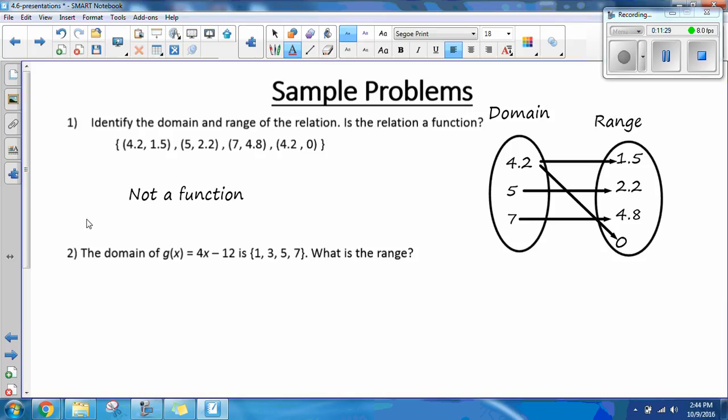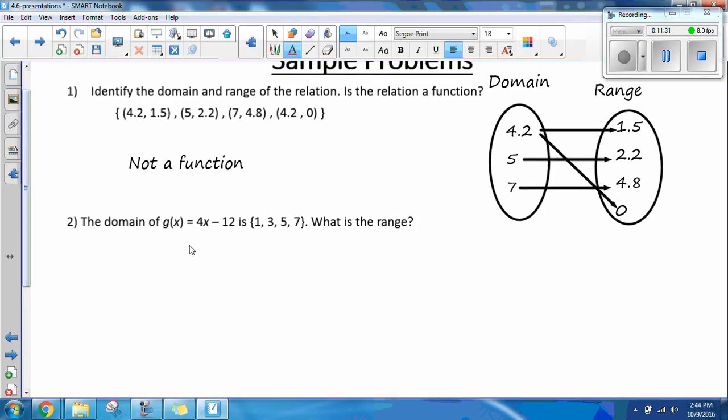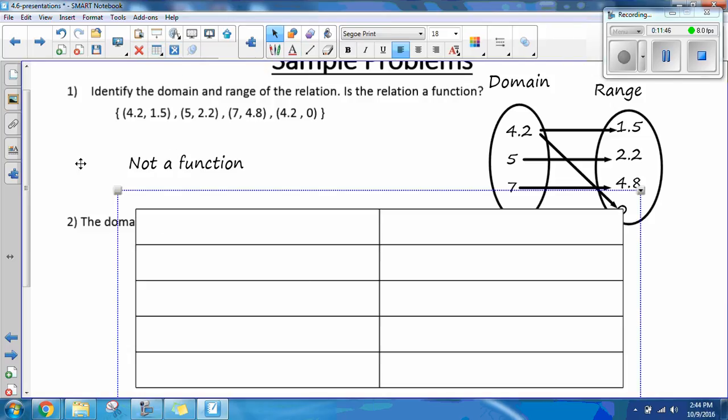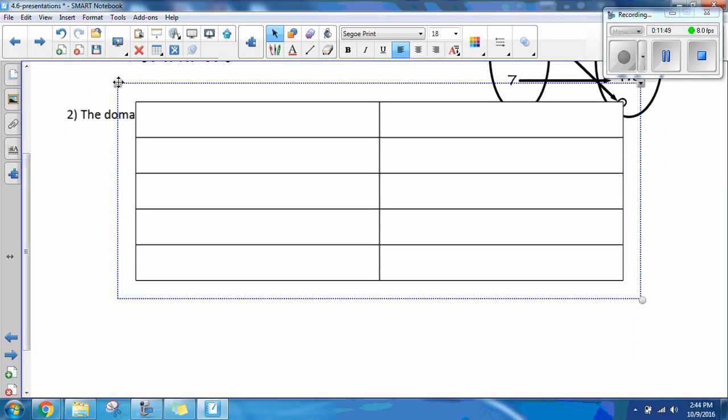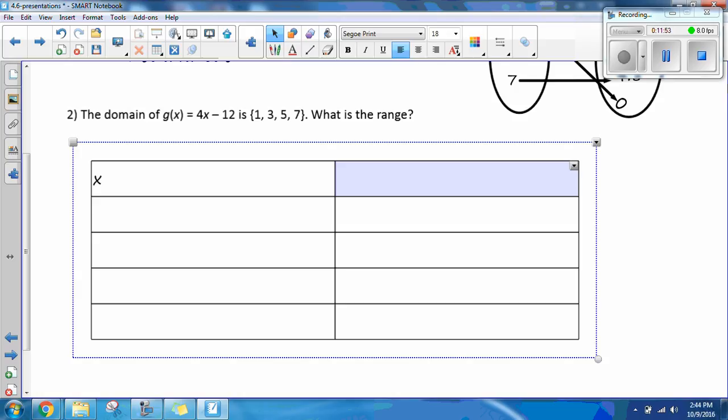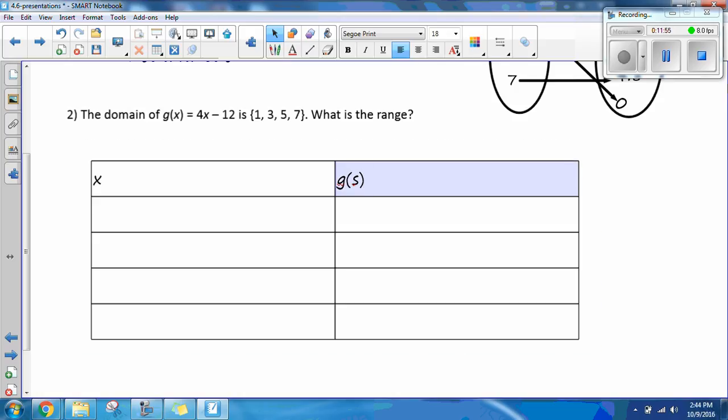Let's look at number 2. The domain of the function g of x equals 4x minus 12 is 1, 3, 5, and 7. What is the range? So again, we need to create our table. And we will calculate our points. So this will be x. This will be g of x equal to 4x minus 12.